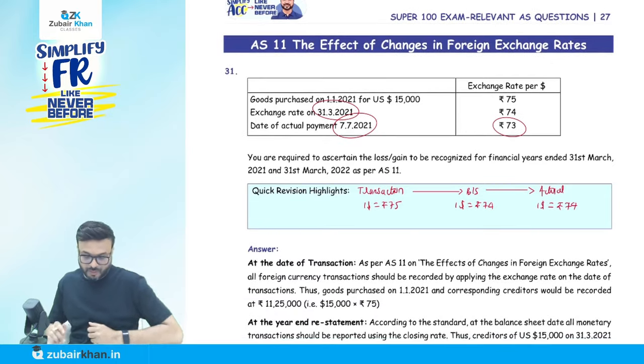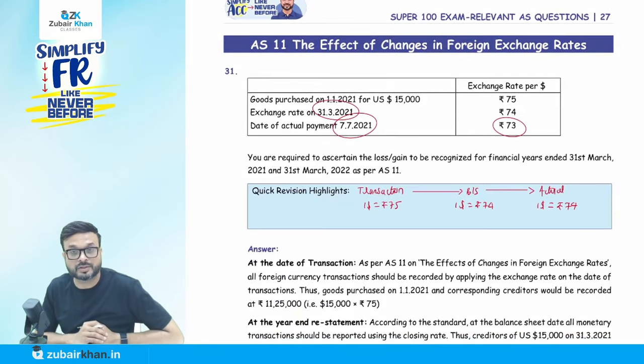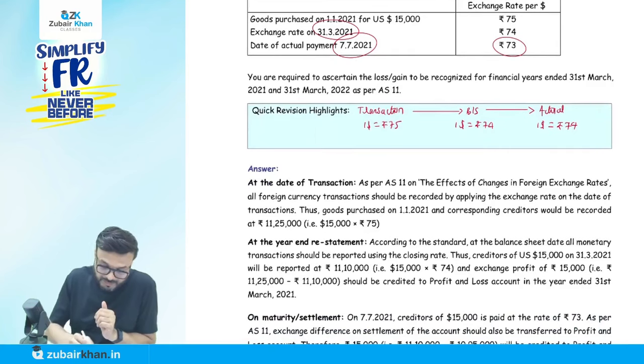73. So you're required to ascertain the gain or loss to be recognized for the financial year ended 31st March 2021 and 31st March 22 as per AS 11. What is the treatment? Date of transaction. What should be the treatment here now?